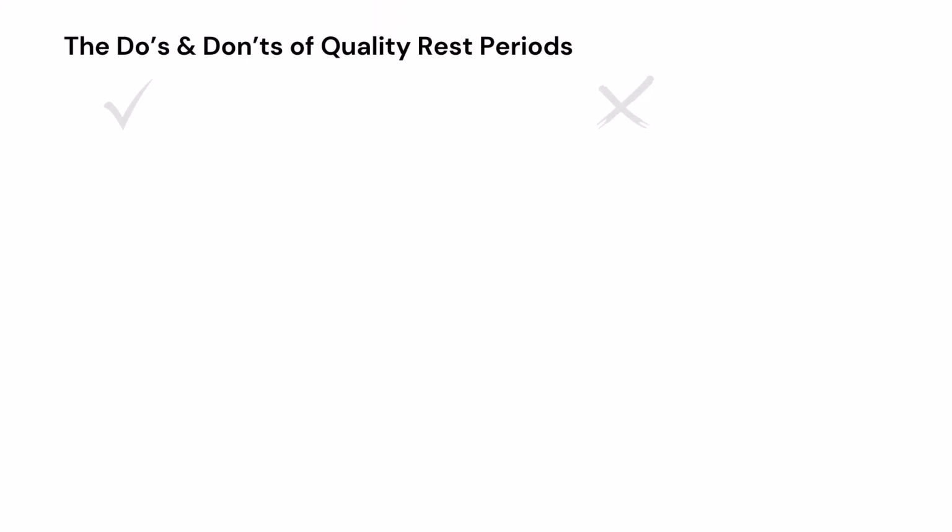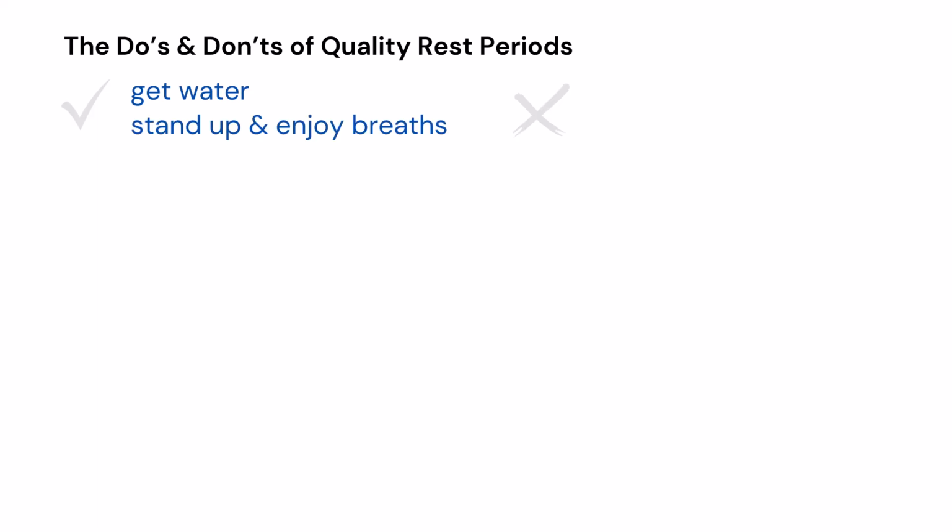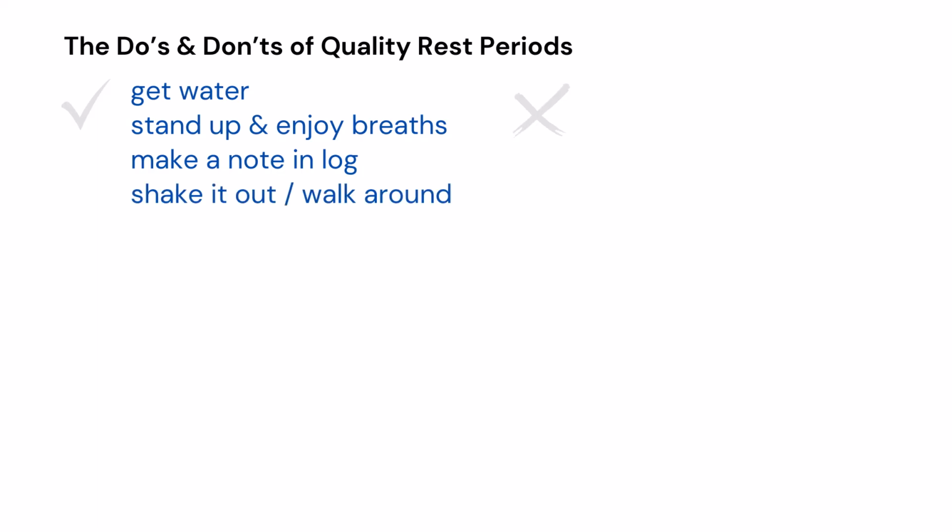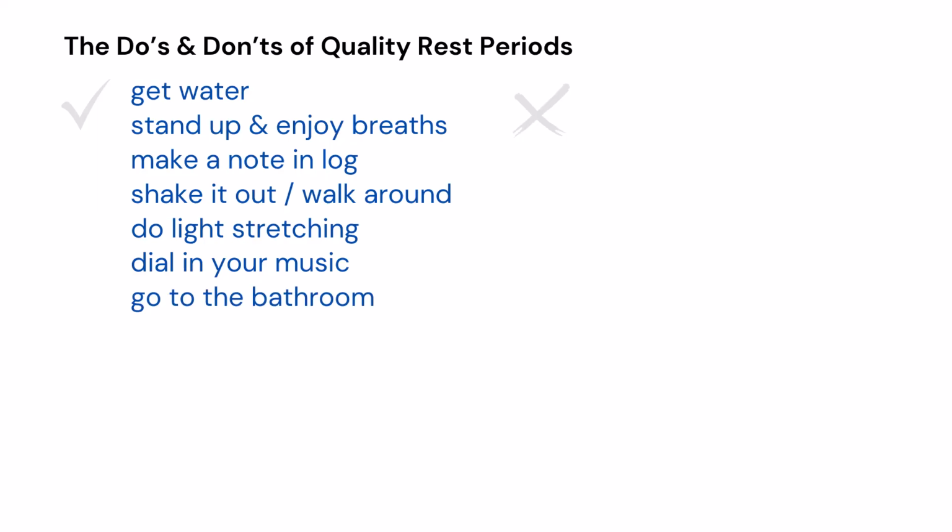So now that we've covered how to optimize your sets and reps, very quickly, let's talk about the do's and don'ts of quality rest periods. Here are some things that you want to do when you're taking that rest between sets. Get some water, stand and enjoy some breaths. Make a quick note and log what you just did. Maybe shake it out or walk around. Do some light stretching. Dial in your music, making sure that you've got a great song queued up for your next set. Go to the bathroom if you need to, or maybe even quickly say hi to someone.